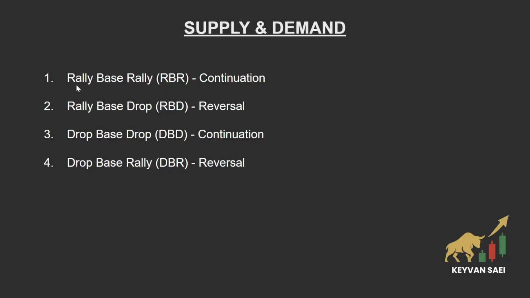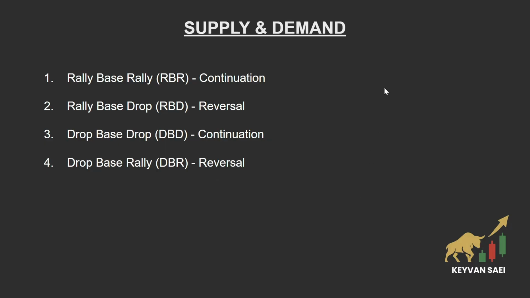The first continuation would be a rally base rally. This is basically just an uptrend when price goes up, makes a little base, and then another rally. That base will be a continuation. Then a reversal would be a rally base drop, which would be if price goes up and then makes a little base and then drops. That's a reversal trade. A continuation trade for the downside is a drop base drop. Price goes down, makes a little base, goes down again. And then another reversal is the drop, then a base at the bottom, and then a rally.